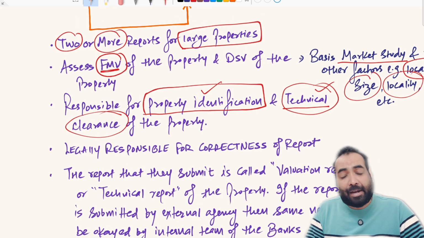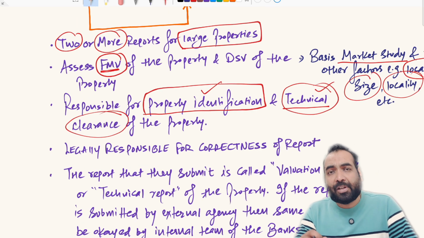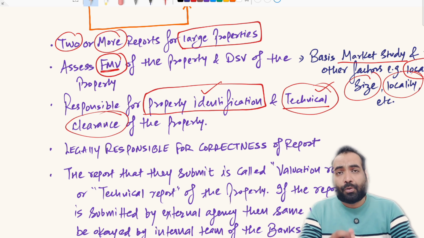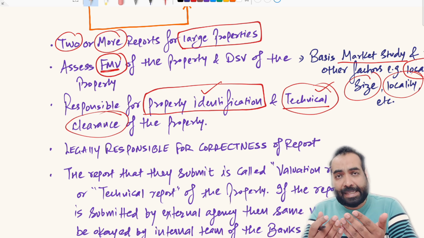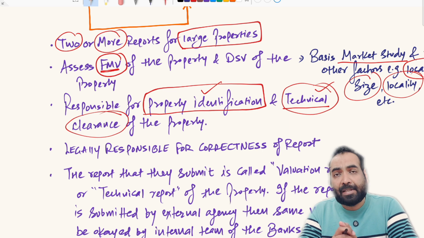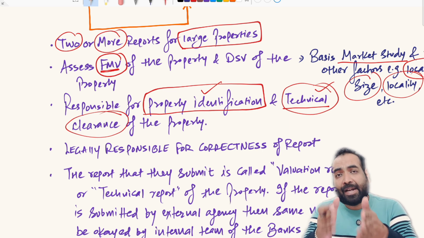And now property identification. Property identification, friends, is a very critical part. So you have a sale deed of the property. In the sale deed, the address of the property is mentioned, right? So the address of the property needs to be verified at site.